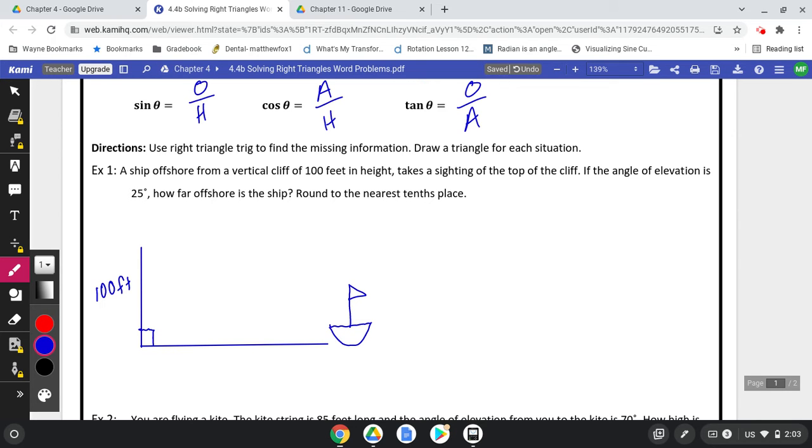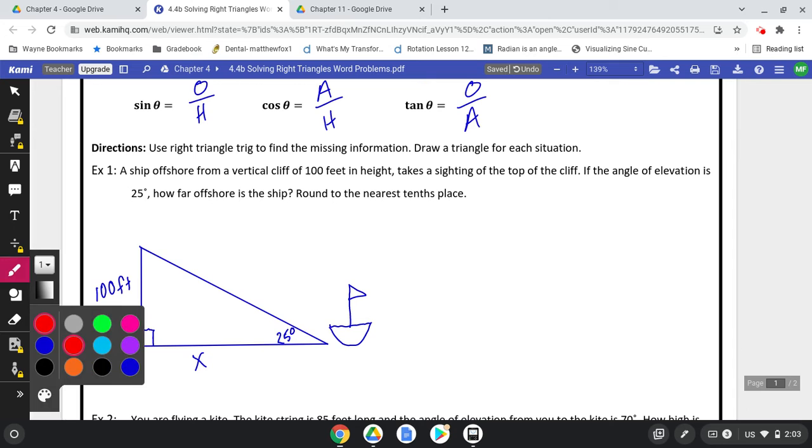Now it says the angle of elevation is 25 degrees. So angle of elevation, if we think about it, elevate means to go up. So this angle formed right here we know is 25 degrees. And the question asks, how far offshore is this ship? So I want to know what this side is, that missing side.